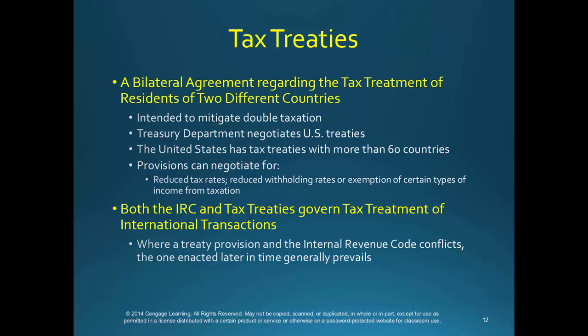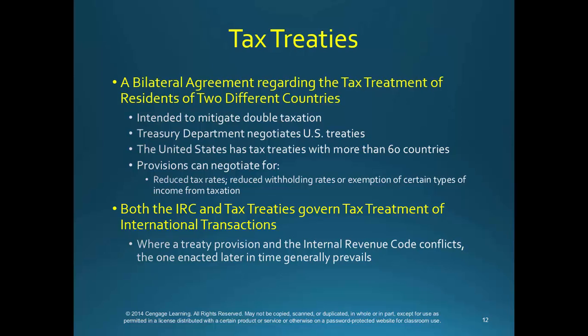Let's finish up with tax treaties. These are bilateral agreements between two different countries regarding the tax treatment of residents. These are intended to mitigate double taxation. The Treasury Department negotiates U.S. treaties. The United States has tax treaties with more than 60 countries. Provisions can negotiate for reduced tax rates, reduced withholding rates, or exemption of certain types of income from taxation.